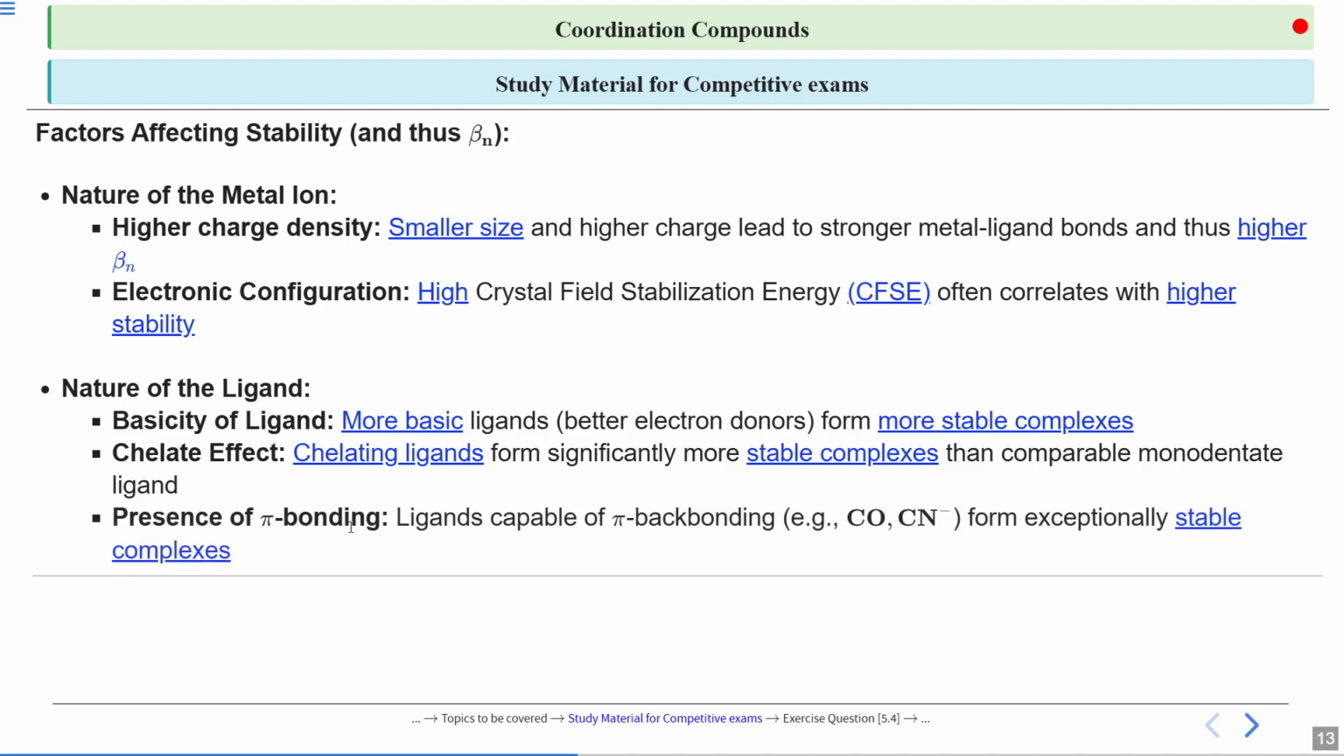Presence of pi bonding. Ligands that are capable of pi back bonding, for example carbonyl and cyanide, form exceptionally stable complexes.